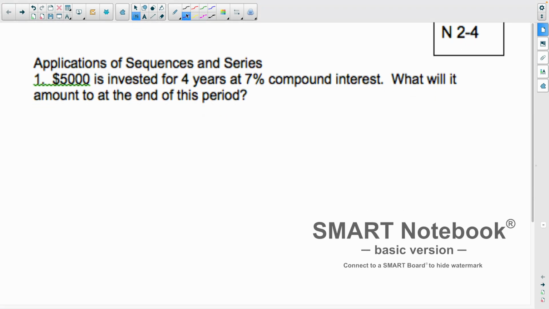I've got this problem here. I've got $5,000. I'm going to invest it for 4 years at 7% compound interest. What will it amount to at the end of this period? Okay?